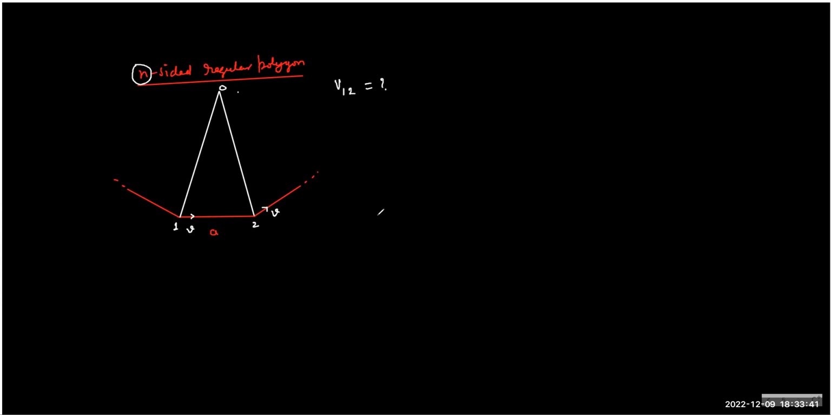Tell me the answer. 2v cos 180 by n. Yeah, so you should write pi by n. Don't write like this. Always write pi by n.